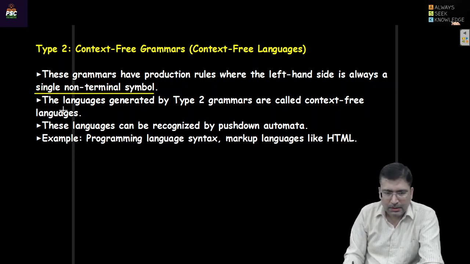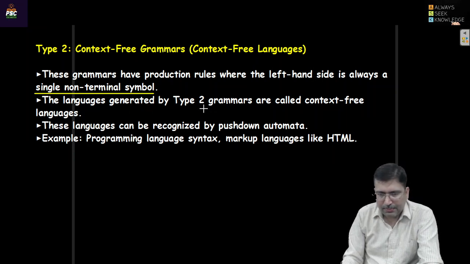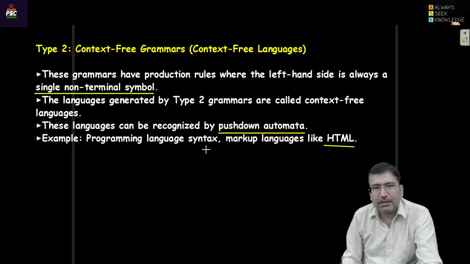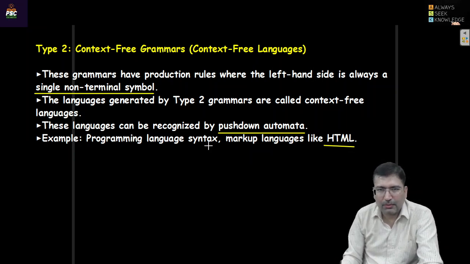The language generated by type 2 grammar is called context free. These languages can be recognized by pushdown automata, which we have also discussed. Examples you can take are HTML or any programming language syntax. Some of the basic programming language syntax generally follows this kind of context free grammar.